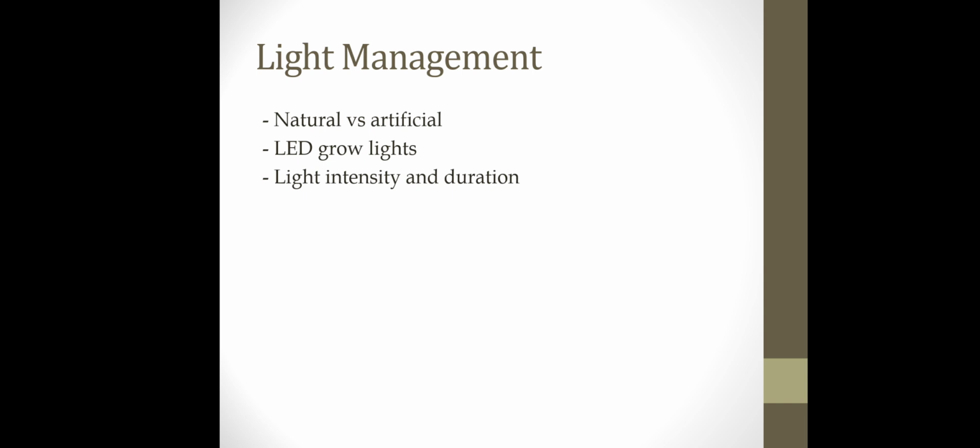The duration of lighting exposure, known as photoperiod, can be controlled to simulate different seasons, which can manipulate the timing of flowering and fruiting in crops. So here, in artificial light, we have to consider light intensity and duration.